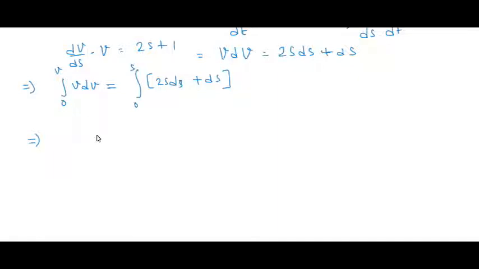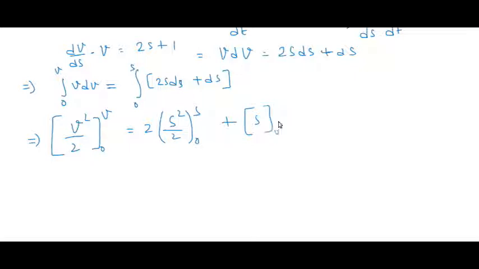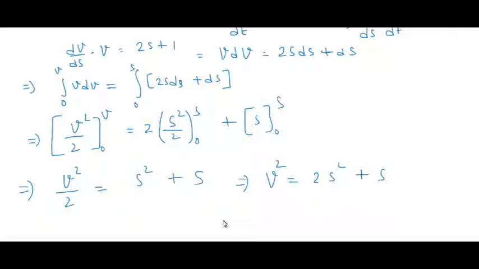तो इसको सॉल्व करते हैं. v dv का इंटीग्रेशन क्या हो जाएगा, v स्क्वायर बाई 2, और इसका लिमिट बैठा दीजिए 0 से v तक. और इसको लिखेंगे 2s स्क्वायर बाई 2 और 0 से s तक, और यहाँ पे इसका क्या हो जाएगा, इंटीग्रेशन ds का s हो जाएगा, और इसको लिमिट बैठा देंगे 0 से s तक. इसको फिर वापस से सॉल्व करते हैं, तो ये हो जाएगा v स्क्वायर बाई 2, और ये हो जाएगा s स्क्वायर, और यहाँ पे s हो जाएगा, ठीक है. तो वापस से सॉल्व करेंगे, तो v स्क्वायर इज इक्वल टू 2s स्क्वायर प्लस s, ठीक है.